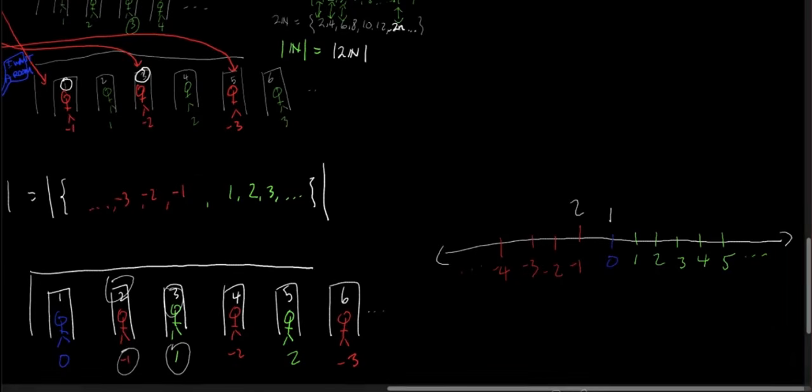One is the third element. -2 is the fourth element. +2 is the fifth element. -3 is the sixth element. And so we're counting all the elements of this set one by one.